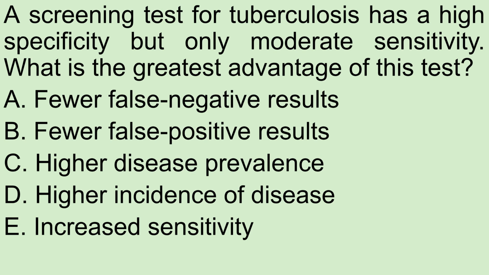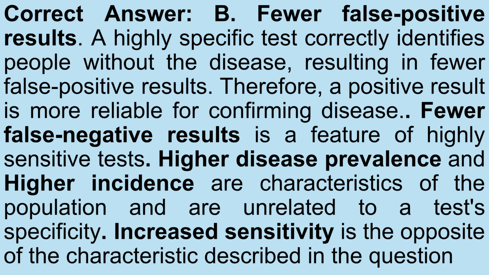A screening test for tuberculosis has a high specificity but only moderate sensitivity. What is the greatest advantage of this test? A. Fewer false negative results. B. Fewer false positive results. C. Higher disease prevalence. D. Higher incidence of disease. E. Increased sensitivity. Correct answer B.